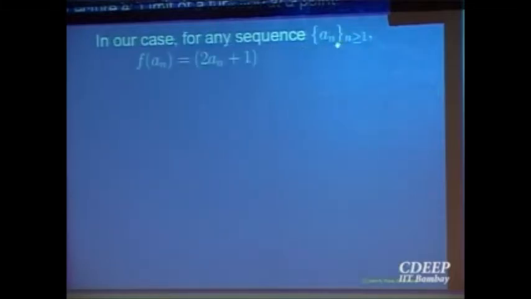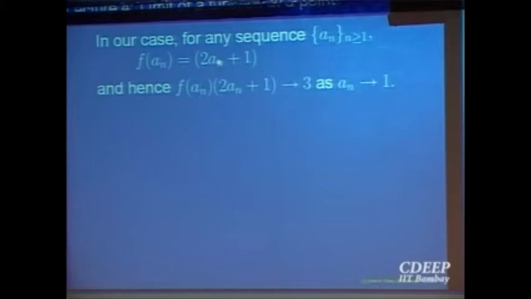So take a sequence an which is converging to 1. Look at f of an. What is f of an when an is not equal to 1? The formula is given to us. It is 2x plus 1. So f at an will be equal to 2an plus 1. So an is converging to 1.